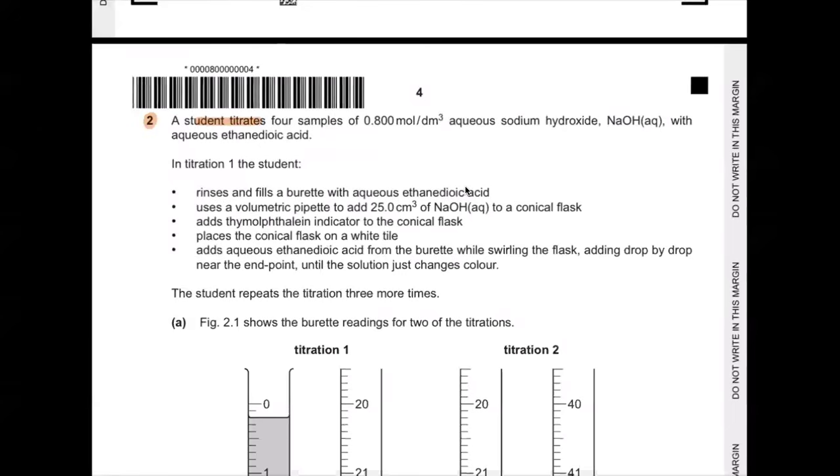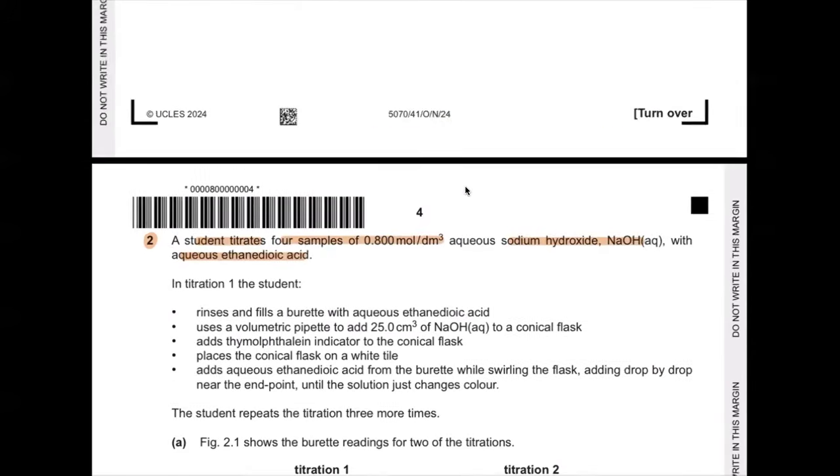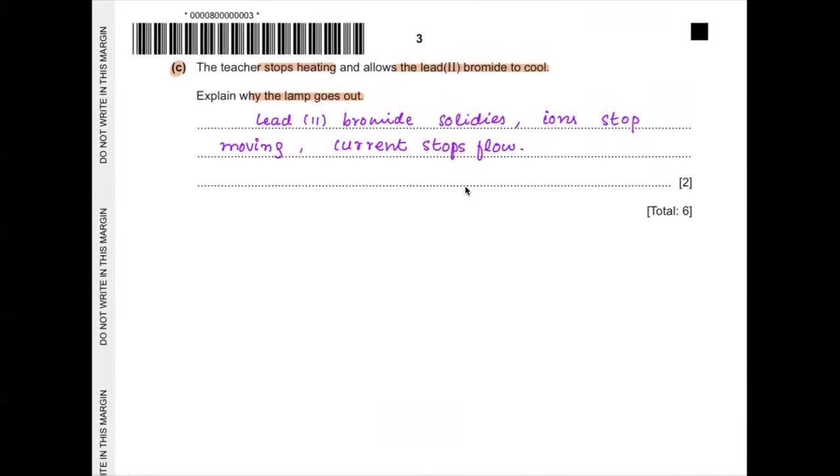A student titrates a sample of 0.8 mol per dm cubed aqueous sodium hydroxide with aqueous ethanedioic acid. Sir, sorry, can you show part C again? Yes, yes. Okay, thank you, sir.